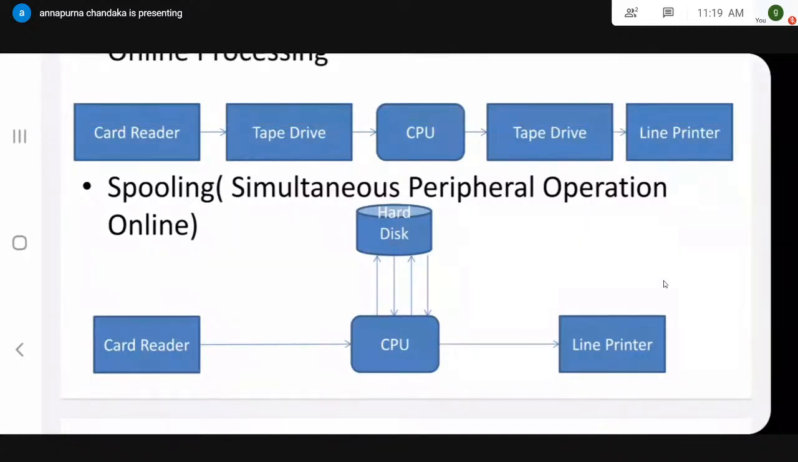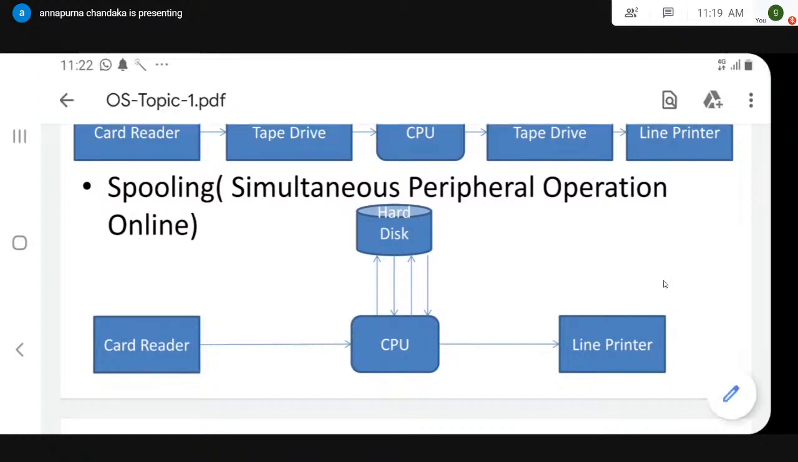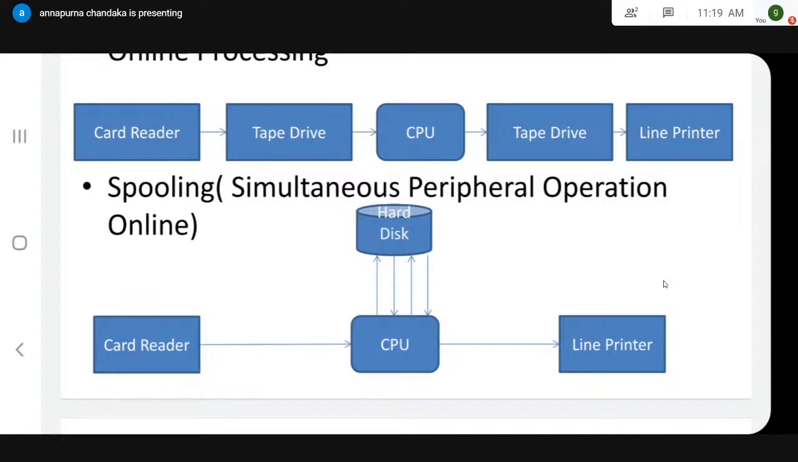Now, whenever the user tries to execute any particular program, first of all, the information is taken from the card reader and copied to the hard disk. From the hard disk, the CPU receives this information and executes it, and whatever output is produced is transferred again to the hard disk. From the hard disk, the output is copied back onto the line.